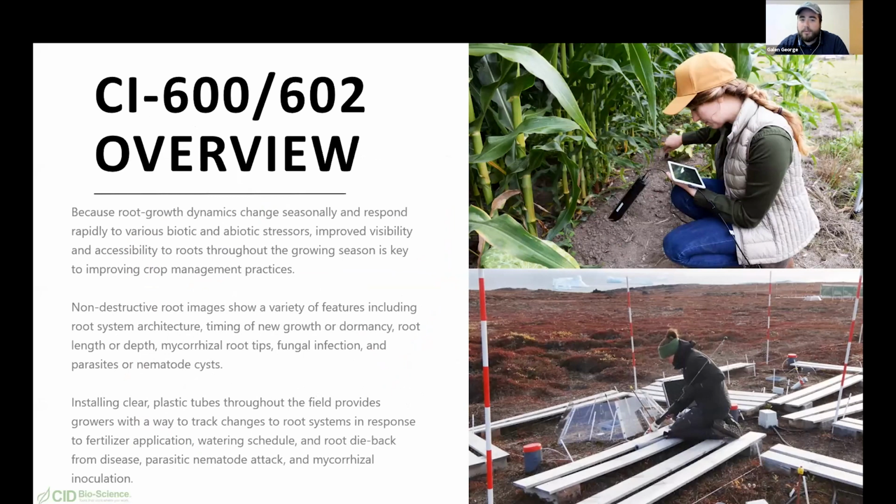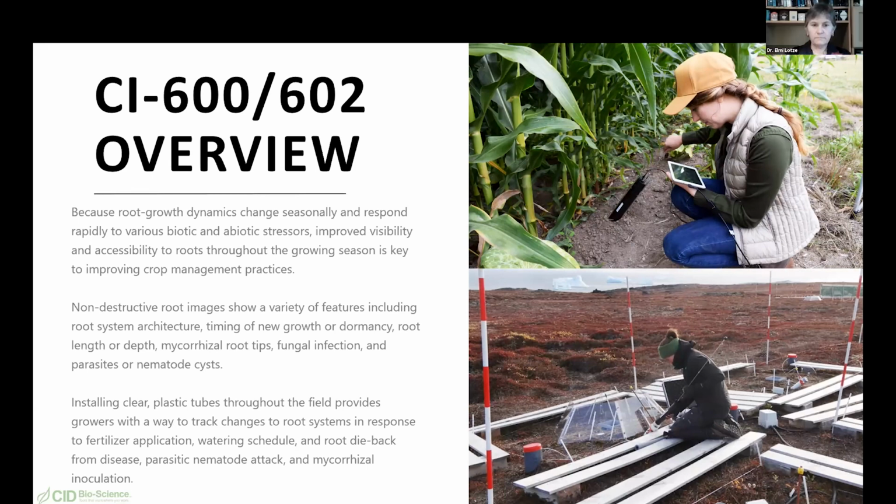So a little bit of overview about the CI600 and the CI602. What these instruments are used for is essentially getting an entire view of what's happening below ground without having to damage the roots. So instead of having to classically dig up roots and examine them and measure them, and thereby destroying or harming your plant that you're researching, the CI600 and 602 root imagers actually allow you to get a view of what's happening with the root dynamics underground without having to do any sort of damage to the plant.